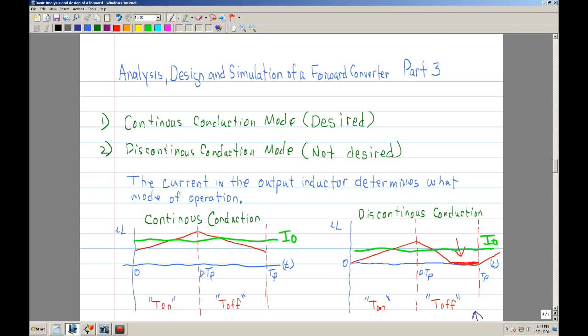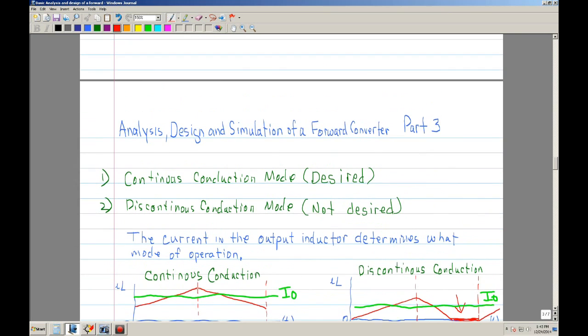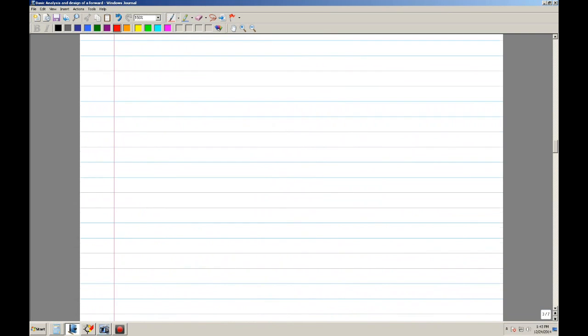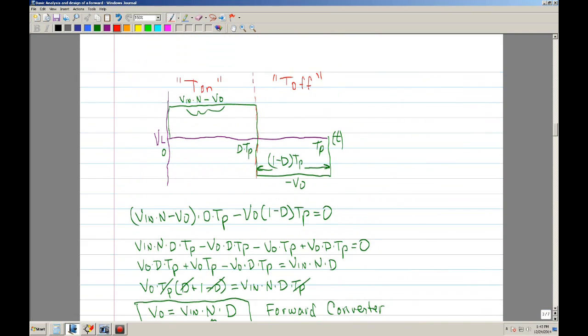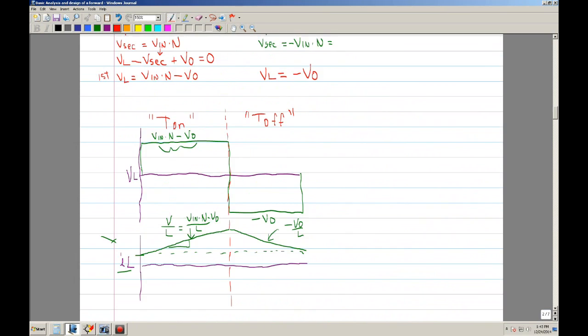Hi there. Welcome to part 3 of the analysis, design, and simulation of a forward converter. Okay, let me go ahead and review a little bit. It's been a while since I did part 2.